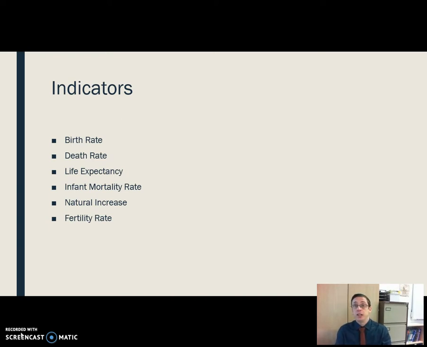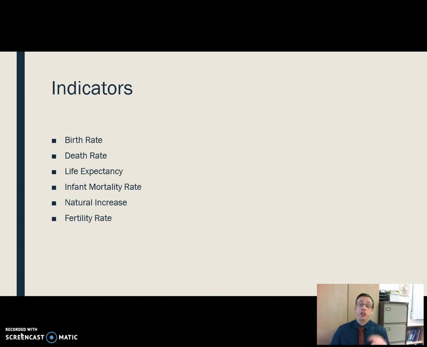Infant mortality rate is the number of children per 1,000 live births who die before the age of 1. So you take a random 1,000 of the live births that you have in a country, and over the first year of those children's lives, you look at how many of them have died before they make it to 1 year old, and that forms your infant mortality rate.